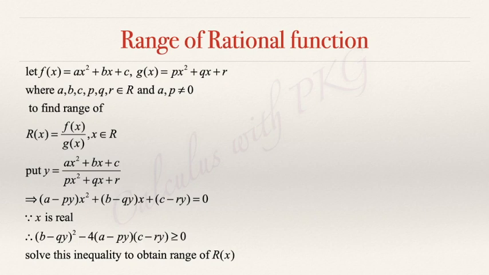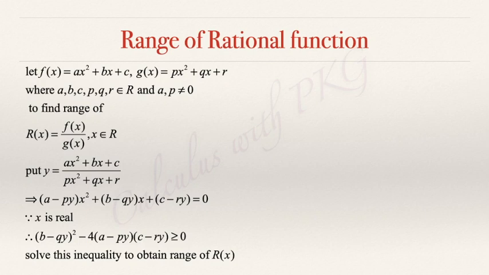Since x is a real number, we have to solve the inequality (b − qy)² − 4(a − py)(c − ry) ≥ 0 to obtain the range of the rational function.